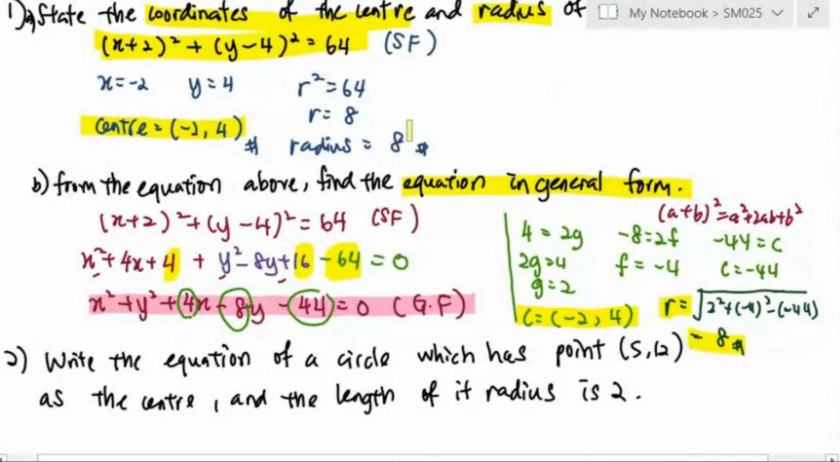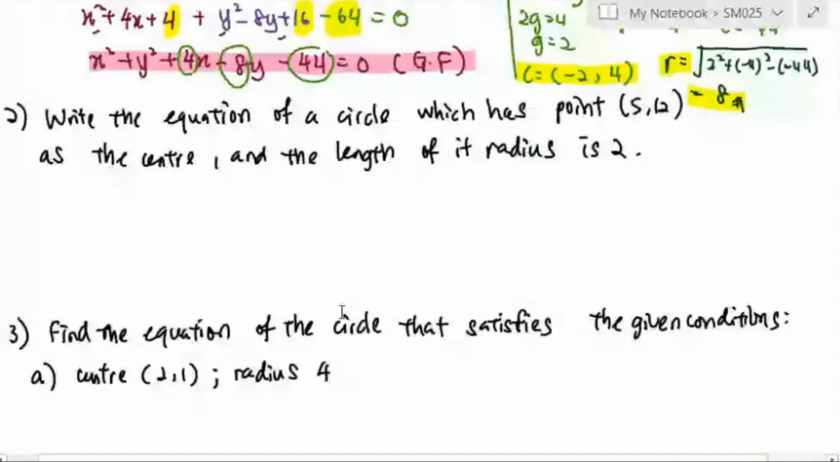Same answer as just now from the standard form. Okay, so the equation of the circle has a point as center. So I said in this circle, you must know what your center is and what your radius is, then only can we do something. And this question directly gives you the point (5, 12) as center, radius equals 2. So I said just now I want two forms, standard form and general form.